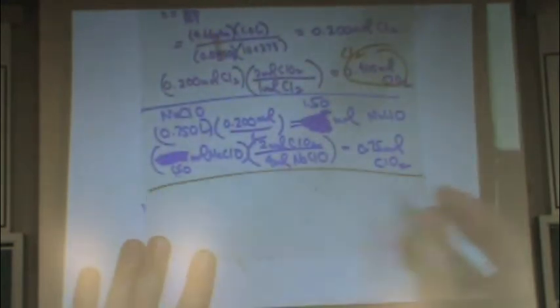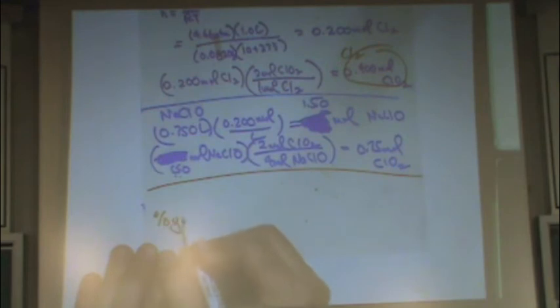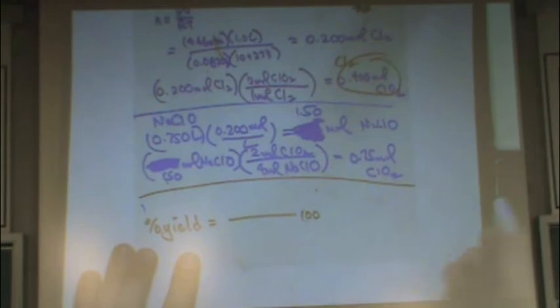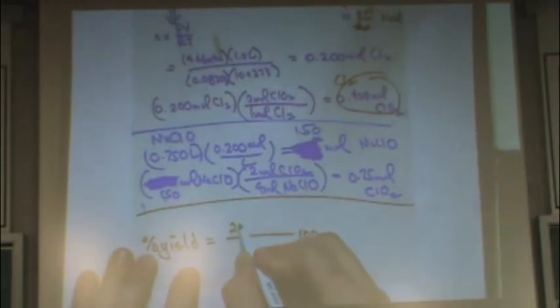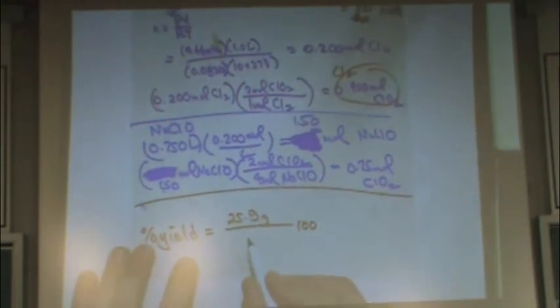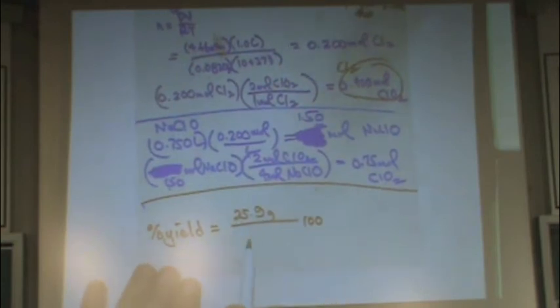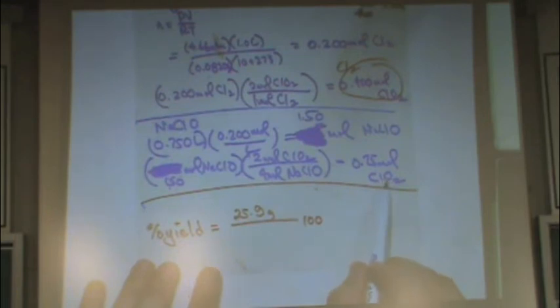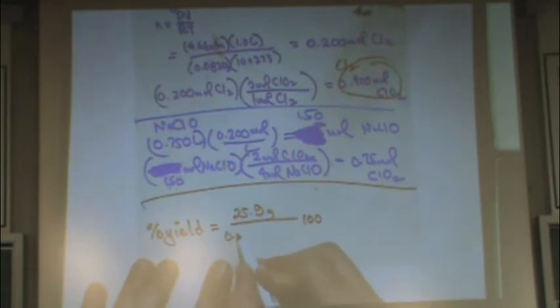Okay, to get the percent yield, I wrote down the formula already. The percent yield is going to equal the actual 25.9 grams. And now what number am I going to put down here? I have to do one step of calculation. I have 0.75 moles of Cl2, but I need mass of ClO2. So I'm going to go 0.75, easy. You guys are excited. And let's see if I have the molar mass handy here.